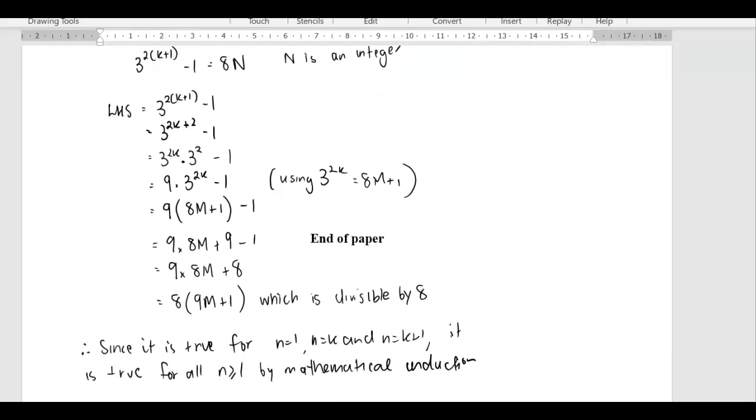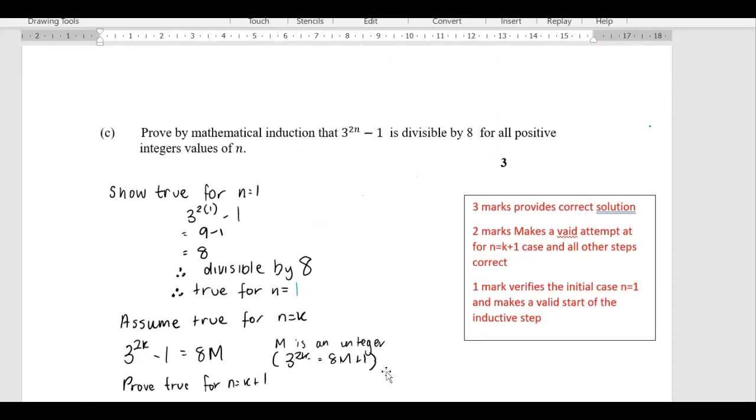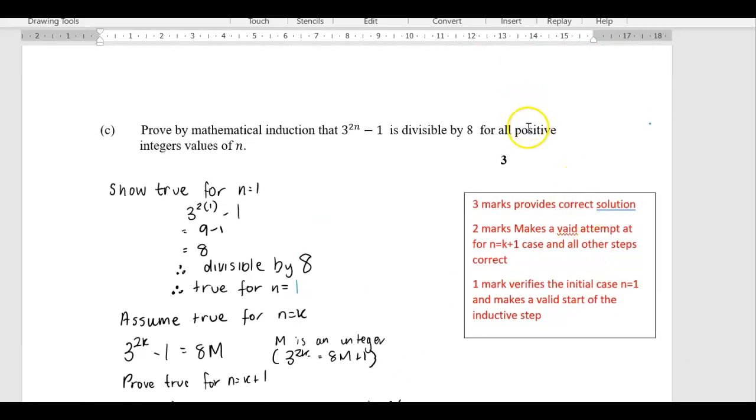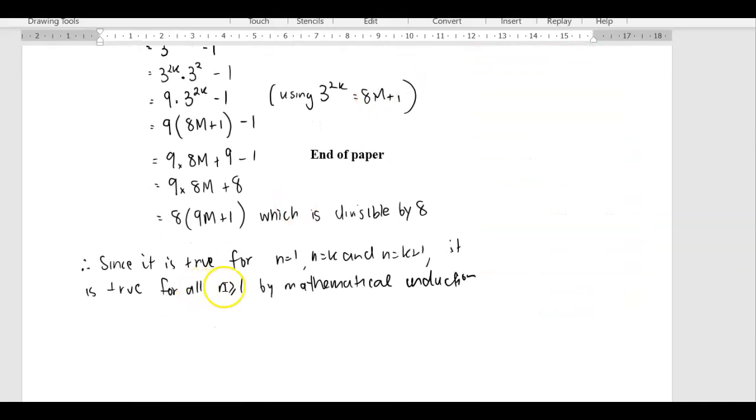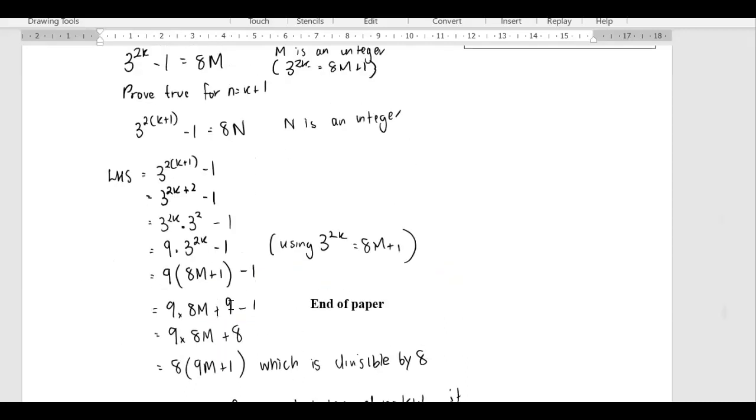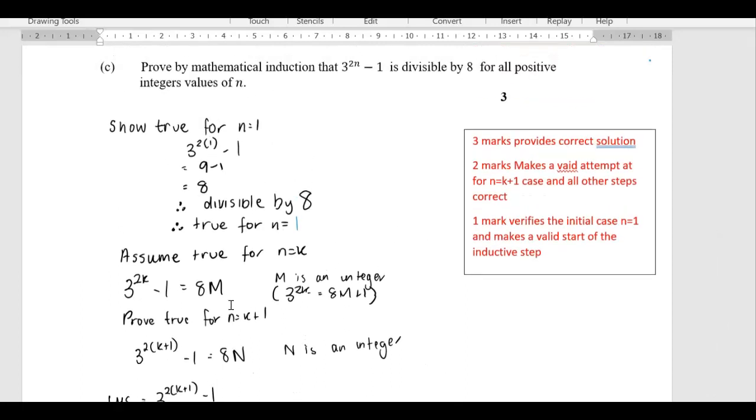So therefore our statement is true for n equals 1, k and k plus 1, and therefore it is true for all n greater than or equal to 1 by mathematical induction. We're always going to go back and check, it says all positive integers. That's it, our positive integers. If you wanted to write, instead of n greater than or equal to 1, for all positive integers, that is okay. That's your last question. Go and see if you can fix up what you did incorrectly in the exam.